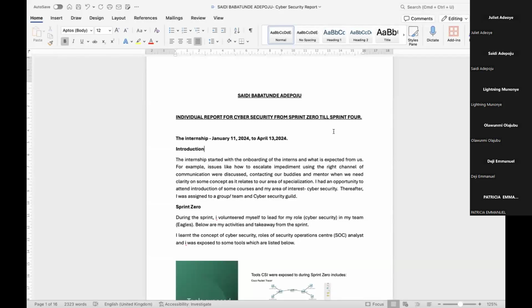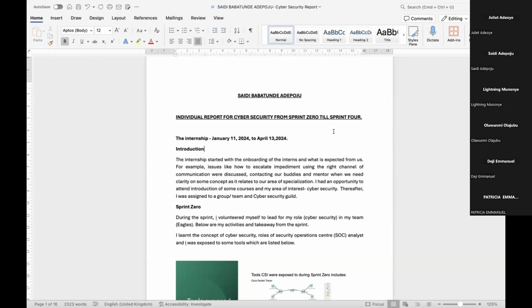Good evening, everyone. My name is Said Adekoju. This is my individual report for cybersecurity from Sprint 0 to Sprint 4. The internship started on January 11, 2024, and it's going to end on April 13th, 2024. Introduction: the internship started with the onboarding of interns, what's expected from us as interns, and what we're going to learn for the course.